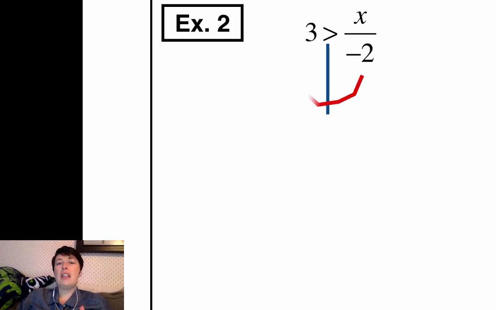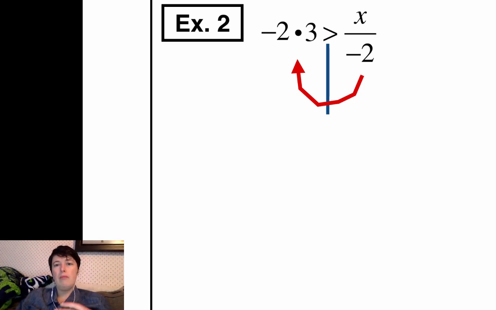So we're going to take that negative 2 and multiply it to the other side again because it's in a fraction, which is division, so we have to multiply to get rid of it. So that's going to get rid of the negative 2, and we're going to have x isolated by itself. But what did we just do? Well, we just multiplied by a negative 2.